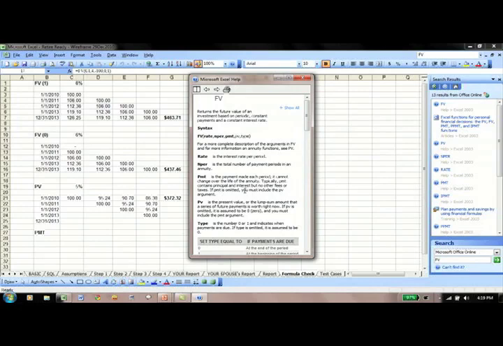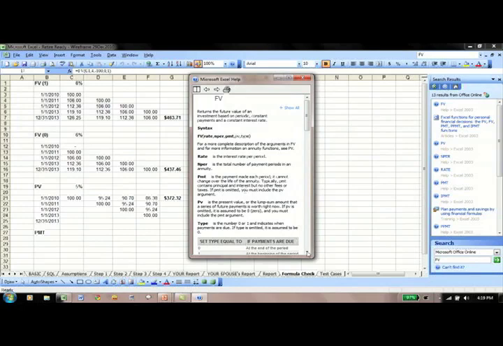Now PV is something that I'm going to skip over for now. And the fact that it's not highlighted in bold tells you that it's an optional parameter. You need not enter this. And then after that, it's got something called the type parameter. And it says that it's the number 0 or 1 and indicates when payments are made.